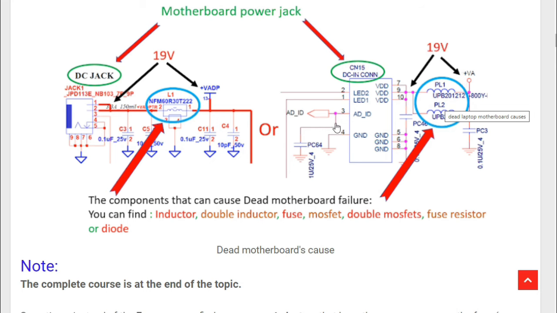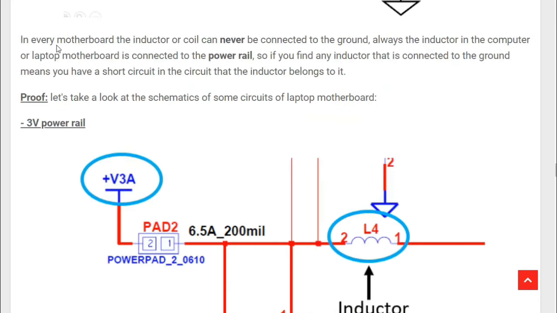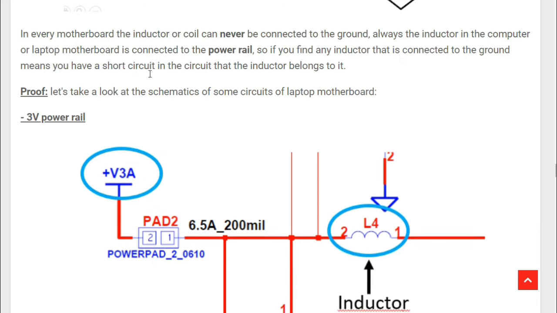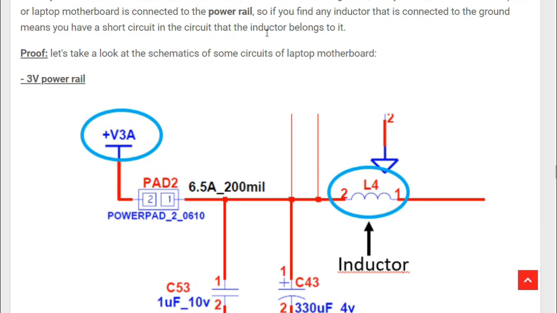That's why if you find that an inductor is connected to the ground, it automatically means the short circuit is in that circuit where that inductor belongs. In every motherboard, the inductor or coil can never ever be connected to the ground. Always the inductor in the computer or laptop motherboard is connected to the power rail. So if you find any inductor that is connected to the ground, it means you have a short circuit in the circuit that the inductor belongs to.